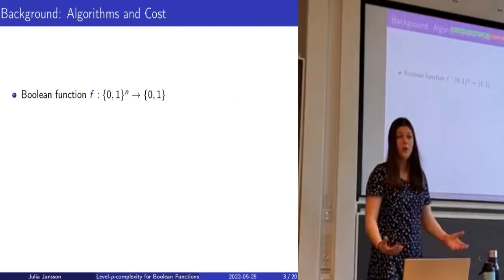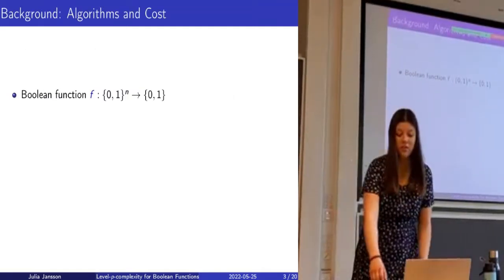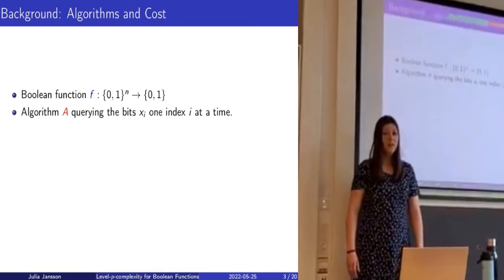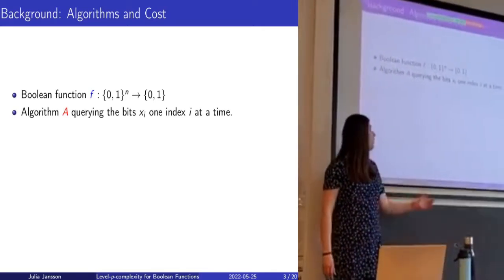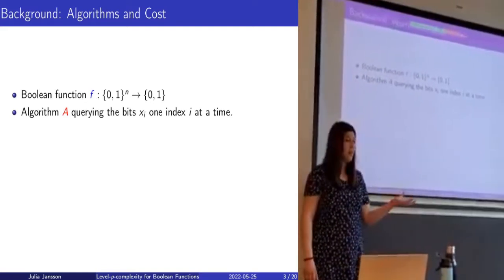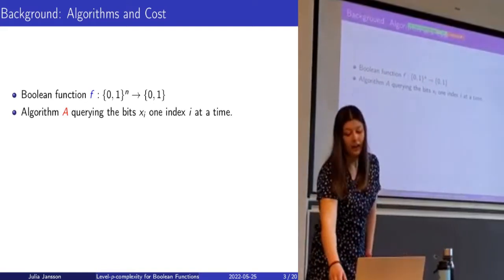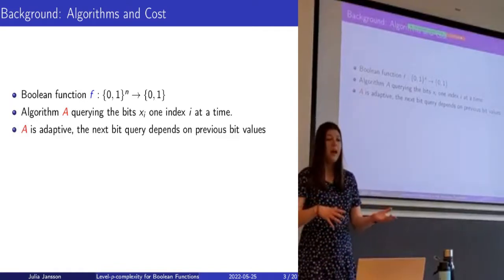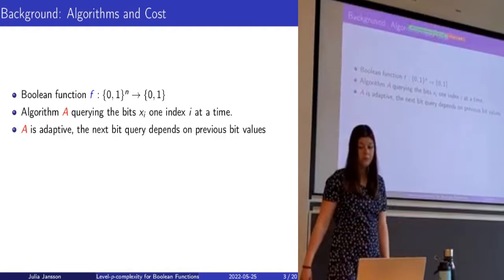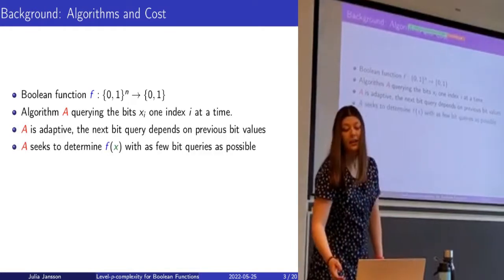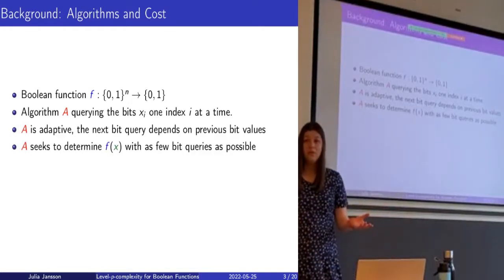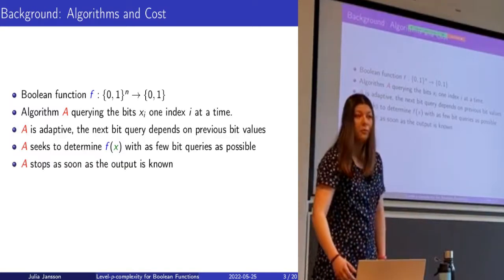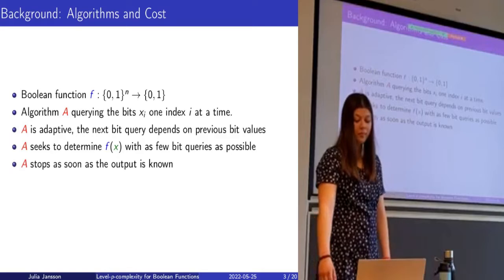Now that we know what a Boolean function is, we can introduce the concept of algorithms. They query each index of the Boolean function a bit at a time. They are adaptive, so the next bit query can depend on a previous bit value. They seek to determine the output with as few bit queries as possible, and they will stop as soon as the output is known.